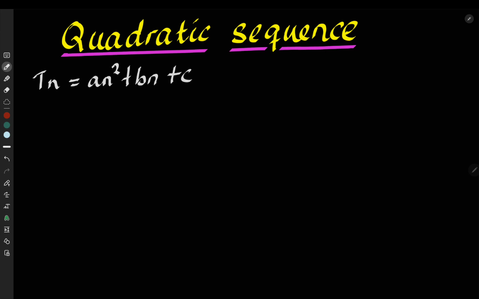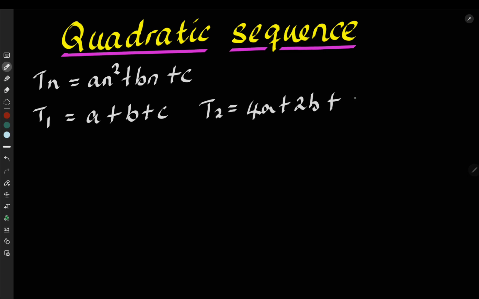Once we have that general equation, we can determine T1 by substituting n for 1, and we get a times 1 squared, which is just a, then plus 1 times b, that's b, then plus c. We can also determine the second term, the T2, in this case we substitute 2 for n, that will be a times 2 squared, that will be 4a, then plus 2b, then plus c.